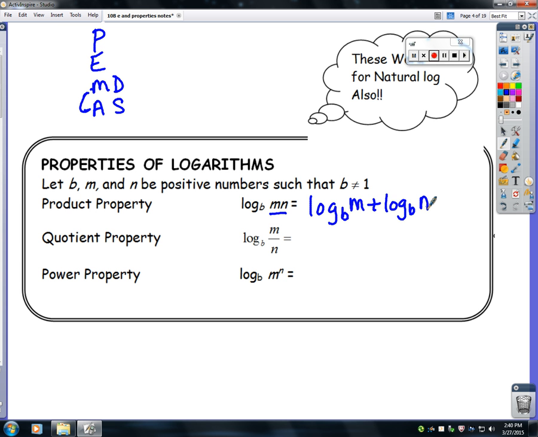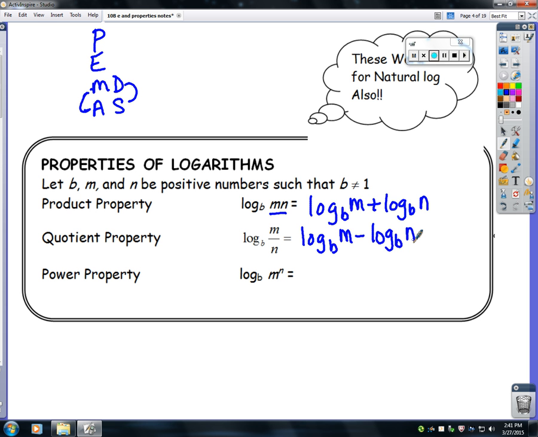So that's the product property. Those are equivalent. If we evaluate both of those, we'll get the same answer. All right, quotient property. What do you think? We're dividing. What do you think division is going to turn into? Well, let's look back at our PEMDAS. Division turns into subtraction. So we're going to rewrite this as log base b of m minus log base b of n. So multiplication turns into addition, division turns into subtraction. And we have an equivalent log statement.